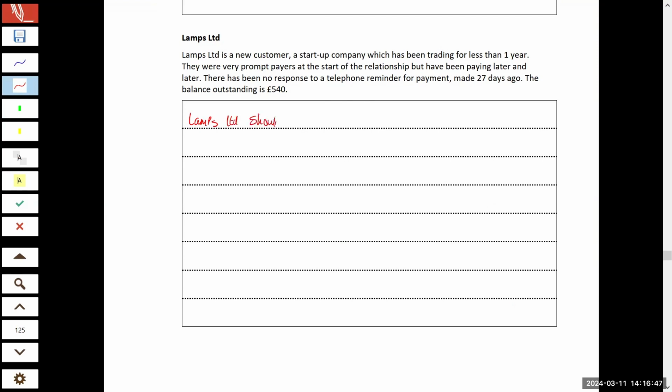Lamps Limited. They should be placed, obviously, on the stop list. The account should be put on hold. First things first, isn't it? That's all we need to say in that respect. They're going to put it on stop.